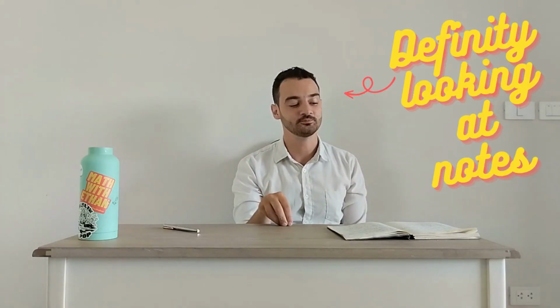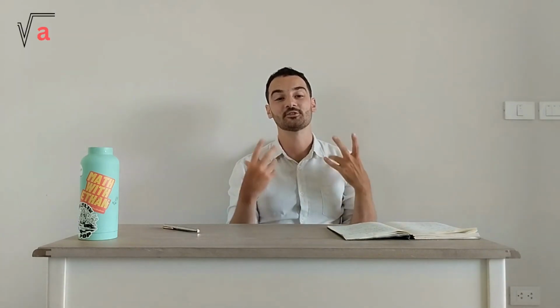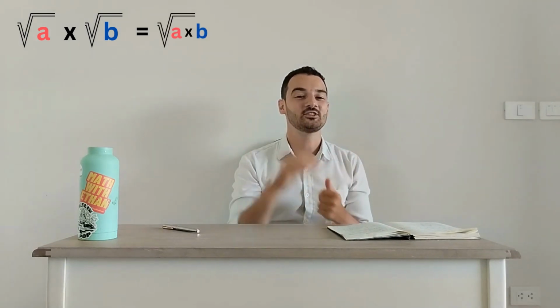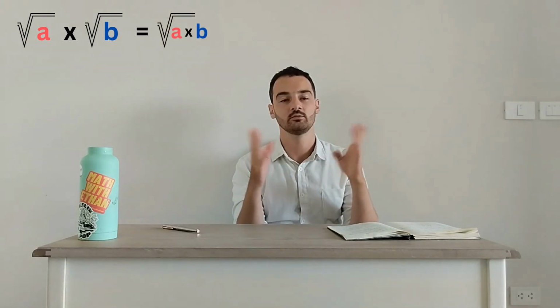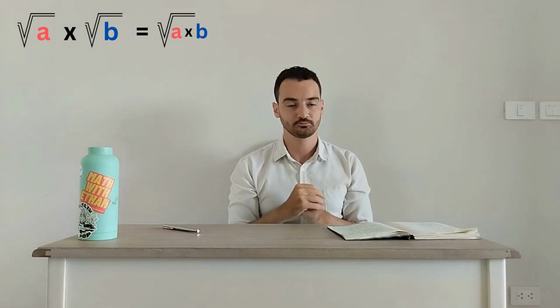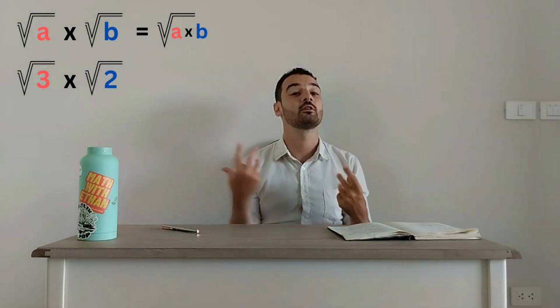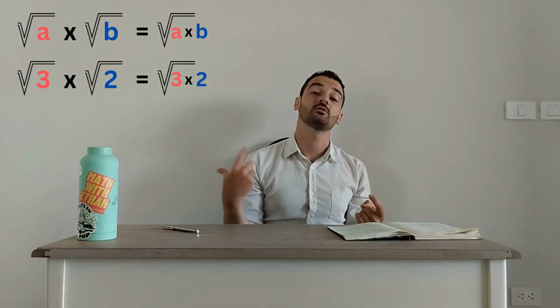In our last video we learned how to multiply surds, and we learned that the square root of a multiplied by the square root of b equals the square root of a times b. Now in English this means that we just multiply the numbers together, right? So the square root of 3 times the square root of 2 becomes the square root of 3 times 2, so it becomes the square root of 6.